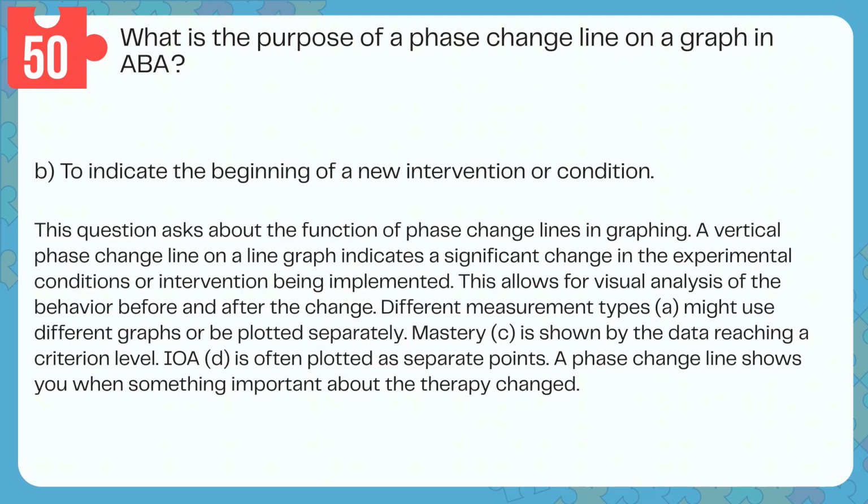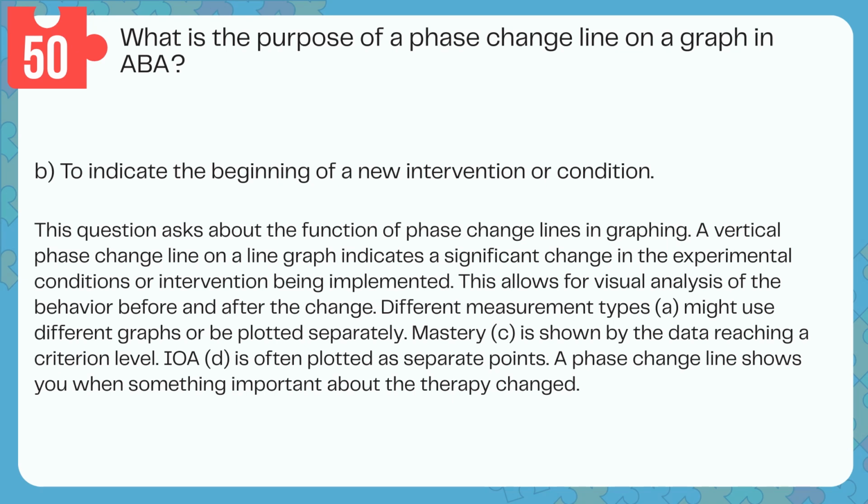Answer B. To indicate the beginning of a new intervention or condition. This question asks about the function of phase change lines in graphing. A vertical phase change line on a line graph indicates a significant change in the experimental conditions or intervention being implemented. This allows for visual analysis of the behavior before and after the change.